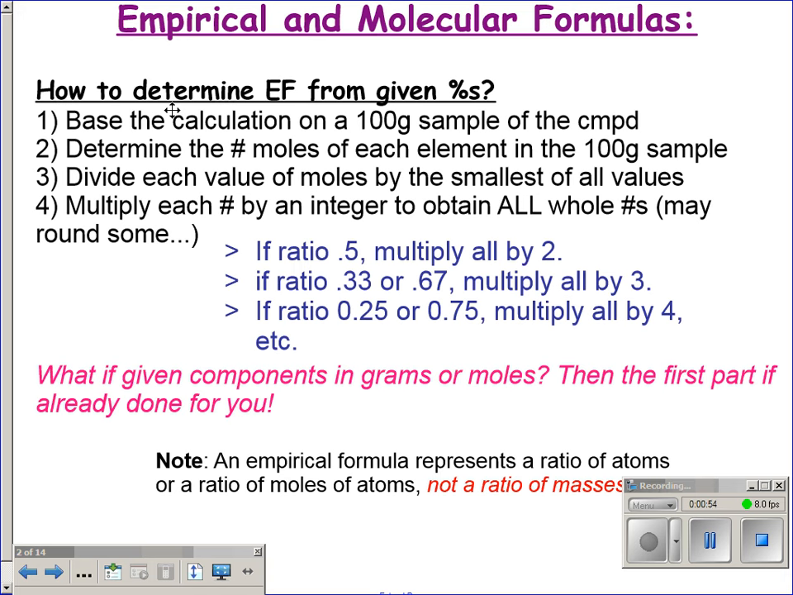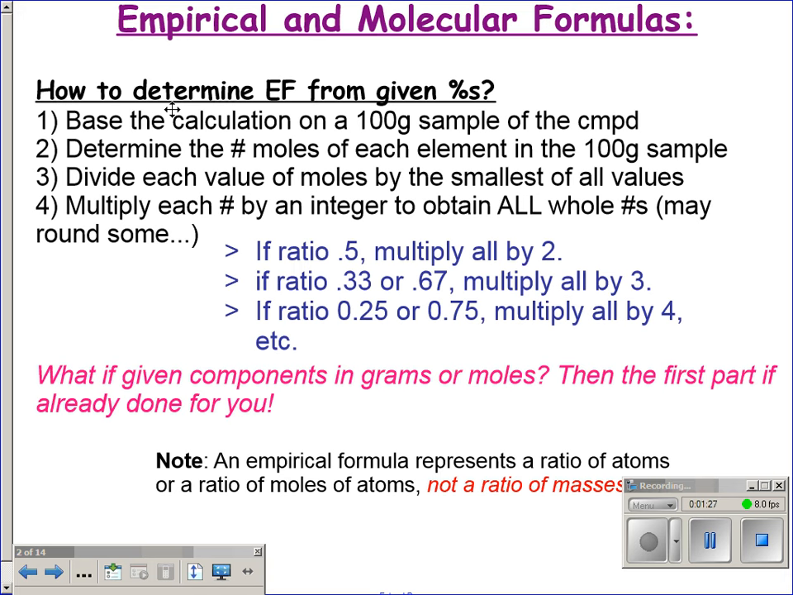After you assume your sample is in grams and you have grams, you convert them to moles using the molar mass of the element. First step is always get to moles. However you got to get to it, get to moles. After you get the moles of all the components of a compound, you then have to compare the moles. What I mean by compare is you're getting the smallest ratio. The way you get the smallest ratio is to divide by the smallest number of moles. An example will mean more to you than this probably does right now.